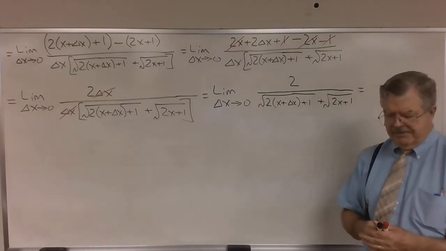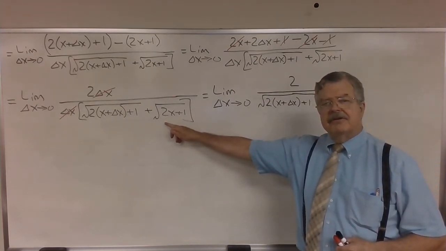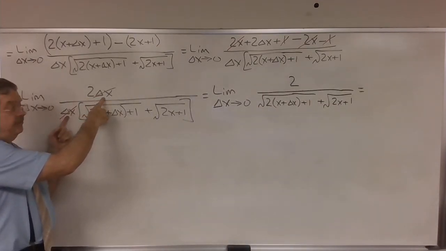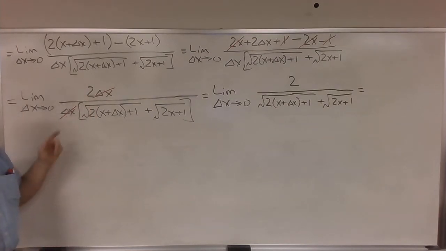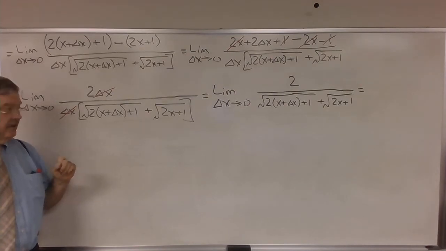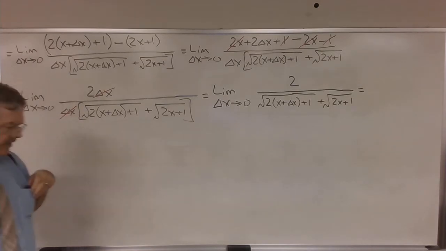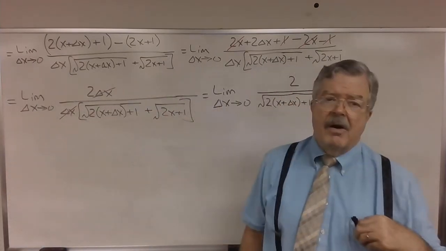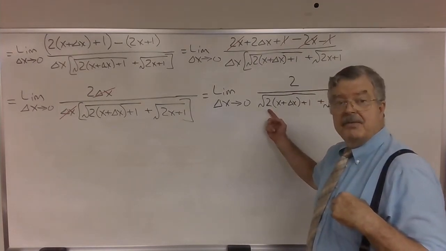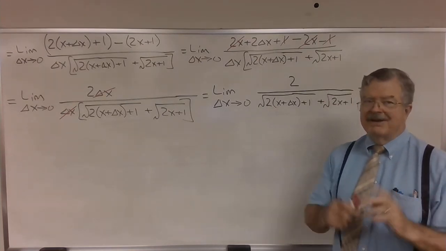Now, let me ask you something. In this expression, we canceled out the delta x's. And the delta x's, the factors of delta x, were what were causing division by 0. So in this step, we got rid of the troublemakers. So, what do you think that we should do in this step now that we've gotten rid of the troublemakers? Plug in, right?